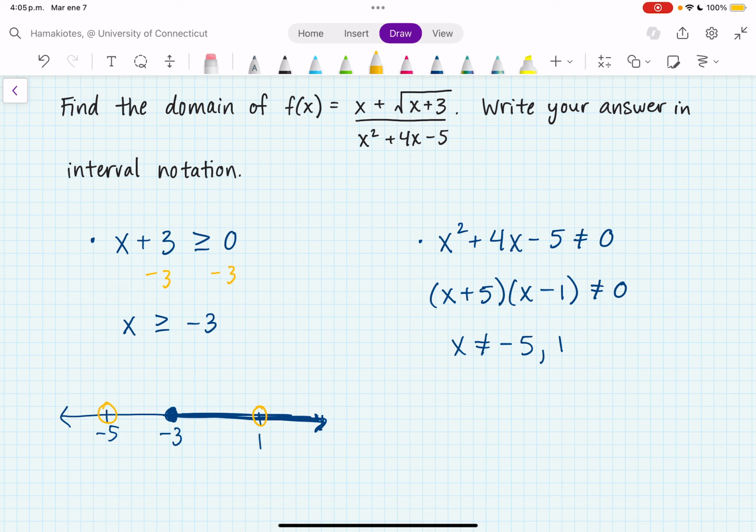Now, if we want to write our answer in interval notation, we have everything from minus 3 up to 1, and then everything from 1 up to infinity. So we use the square brackets to include minus 3, and then we use curved brackets to exclude 1, and then we're taking the union of that with, again, curved brackets to exclude 1, comma, infinity. And this is our final answer.